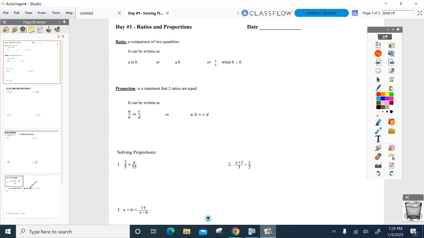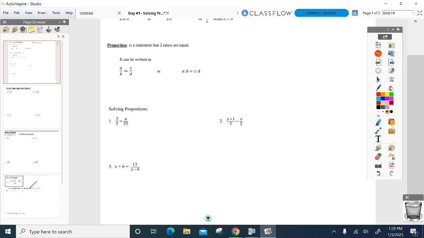All right, let's go to goal number 1 here. How do I solve a proportion? First, what is a proportion? Two fractions equal to each other. There's my proportion. How do I solve it for a variable? This is all review, I hope.